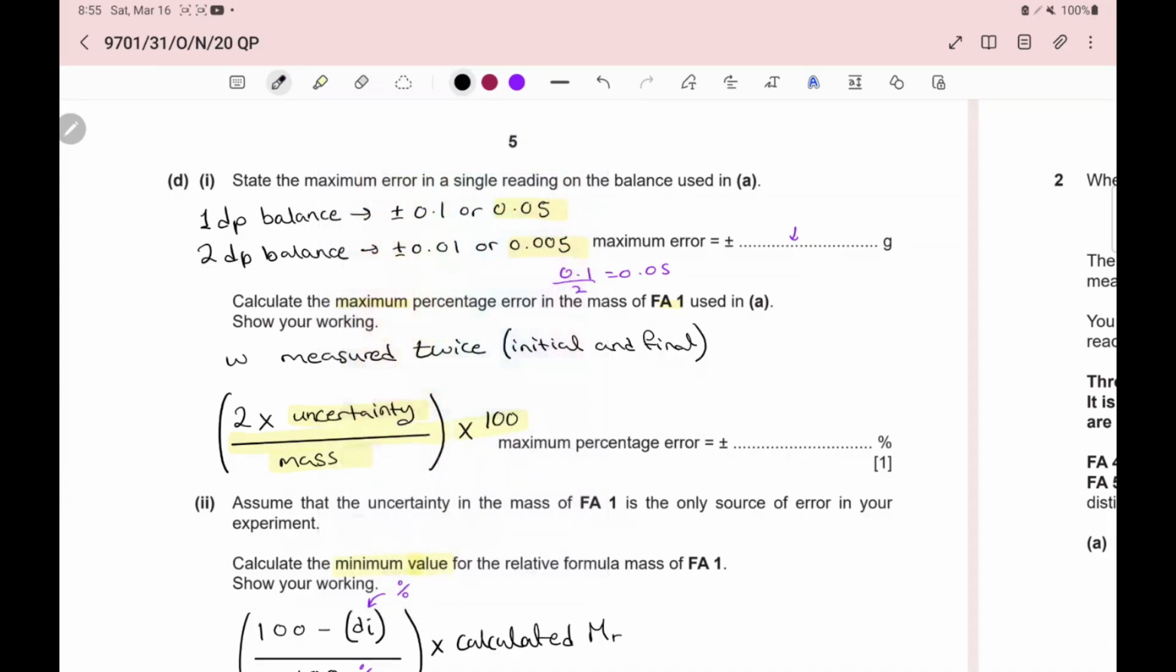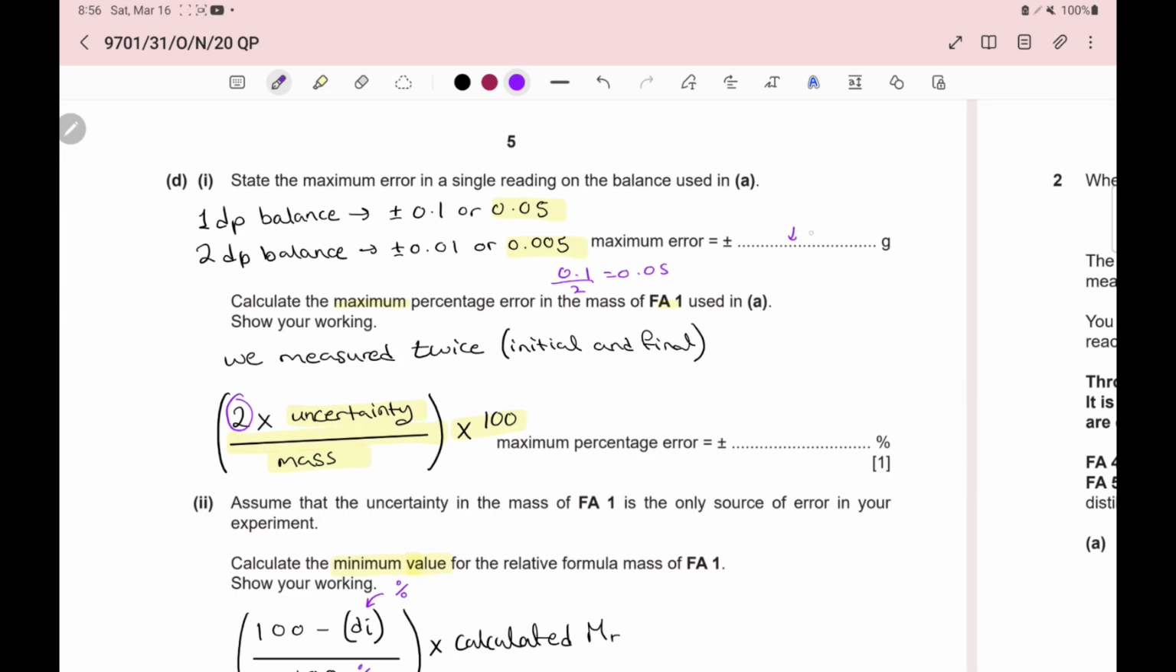So they want us to calculate the maximum percentage error in the mass of FA1 used in A. We measured twice using the balance, right? We got the initial mass and the final, hence why we multiply by 2. So the formula for the percentage error will be the uncertainty that we found, which is, for example, 0.05, multiplied by 2, divided by the mass that we calculated, and then because we want a percentage, we multiply by 100. So that's the formula. Make sure you know it. If you measured more than twice, 3 times, whatever amount, or just once, you'll change this number accordingly.